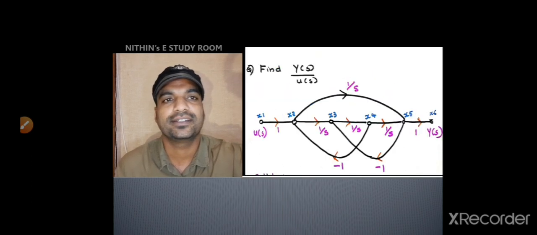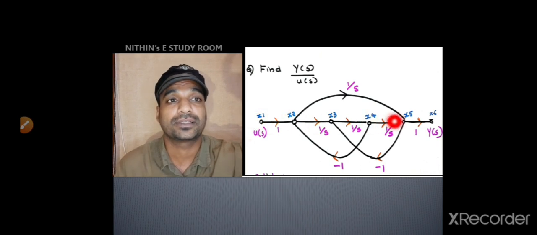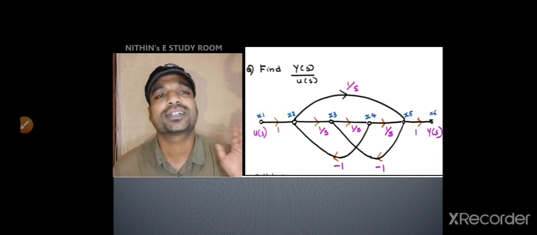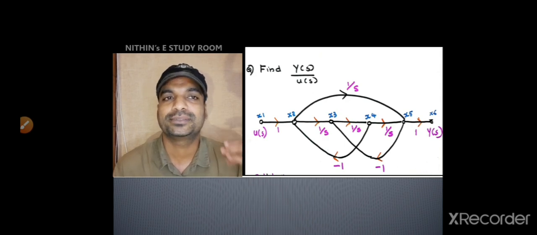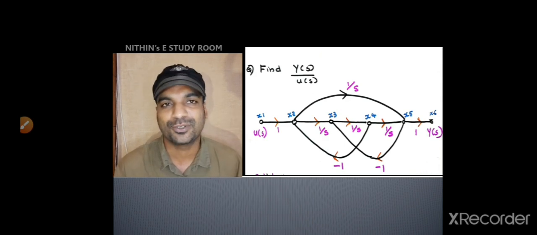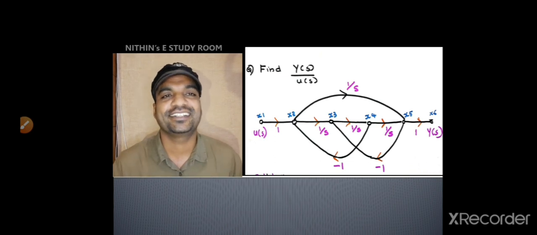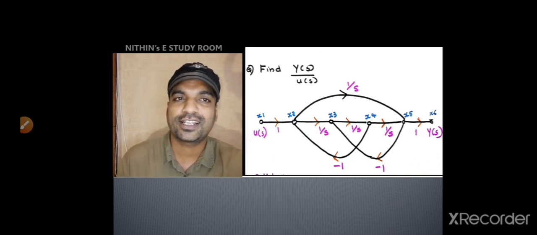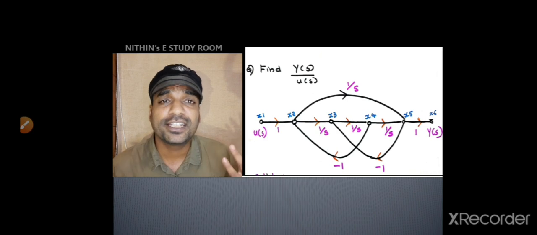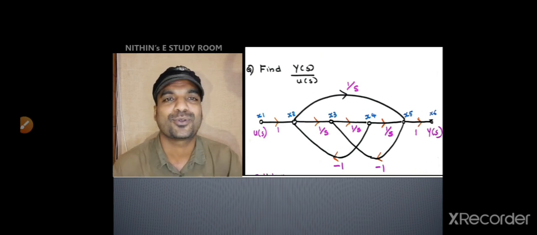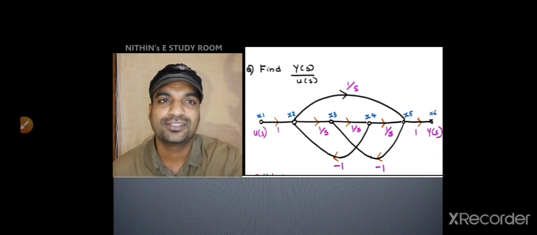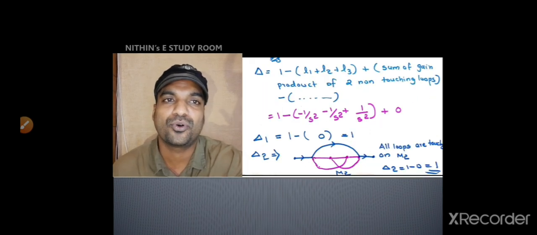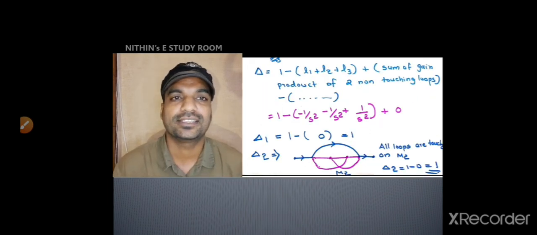Okay, we can check here. This is the delta 1. So this is the first forward path, 1 to 6, and all the loops are touching on that forward path. So in the delta equation, L1 becomes 0, L2 becomes 0, L3 becomes 0. Then what will be there in the delta equation? Only the thing that remains there is just 1. So again in this problem also, delta 1 is equal to 1.